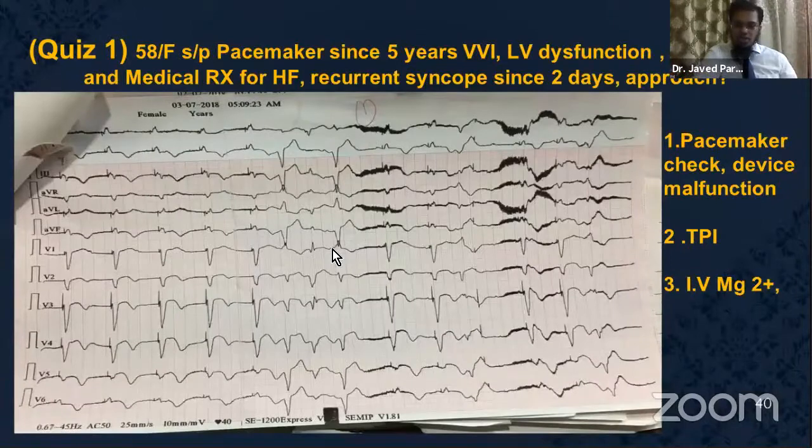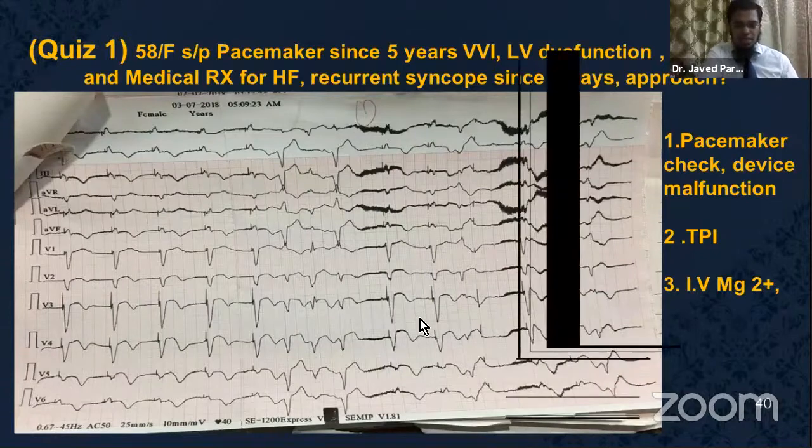Yeah. So these are the options. How will you approach this patient in light of the findings of this ECG? Would you like to do a pacemaker checkup for this patient? This is probably device malfunction. Or you think this is definitely malfunction, let's put a temporary pacemaker inside. Or you would like to give IV magnesium to this patient. Have a look at this ECG. The poll, I think, has already started. And in between, we'll discuss the ECG. And after 20 seconds, maybe you can have the results.